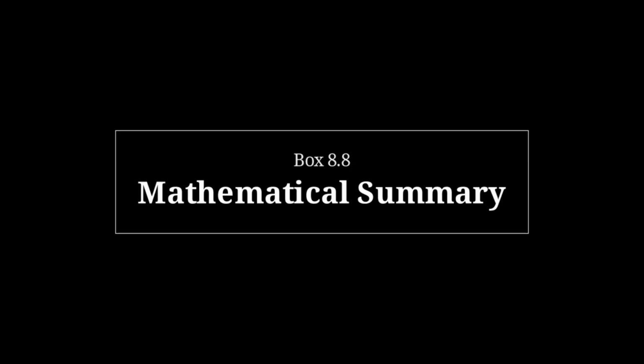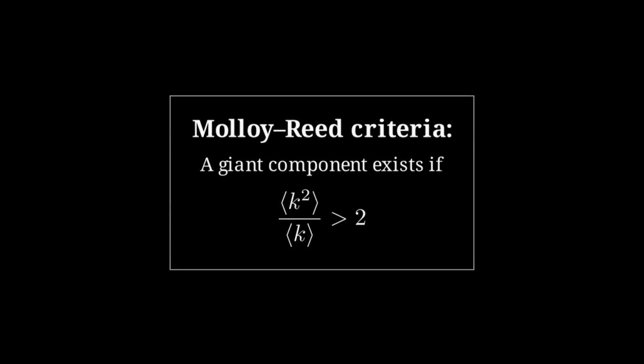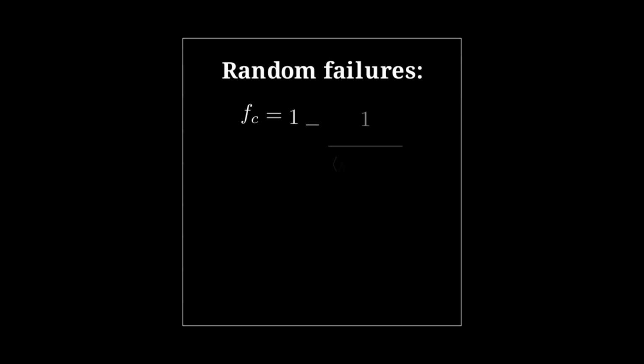Here, we'll summarize the mathematics of network robustness, or how likely a network is to stay connected as nodes fail. The first equation, the Molloy-Reed criterion, says a network has a giant connected component if the average of k squared divided by the average of k is greater than 2. In simple terms, this holds if a few nodes have many links.